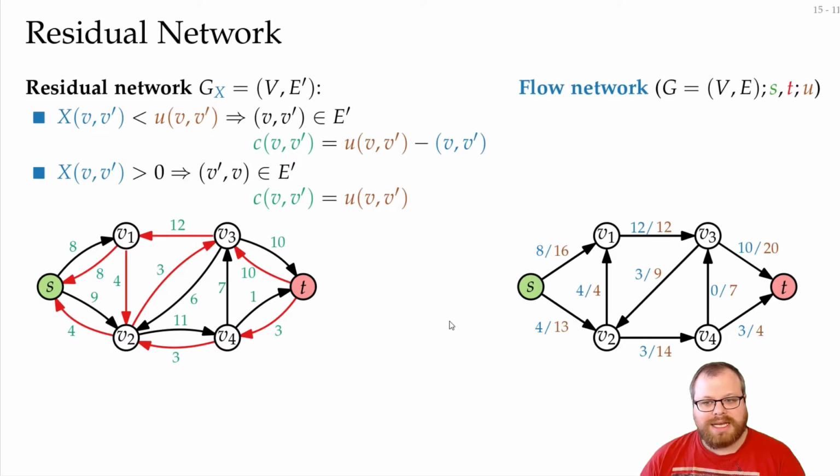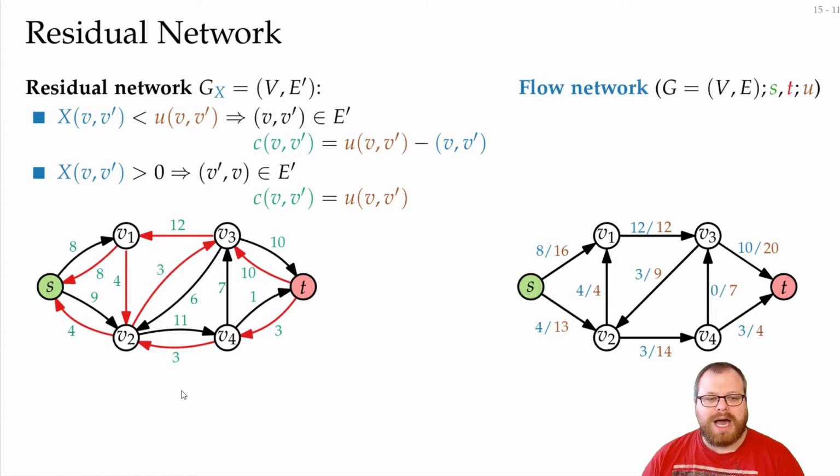Now what does this tell us? This basically tells us how much we can change the flow on these edges. So on this edge here, there's 8 capacity left, so we can add 8 in this direction, but there's also 8 here, so we can also remove 8. For this edge, there's 6 capacity left, so in this direction we can add 6 flow, and we have 3 in it, so we could also remove 3.